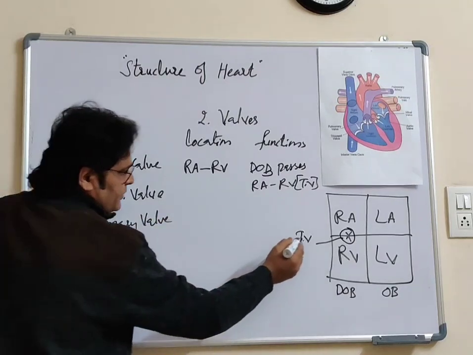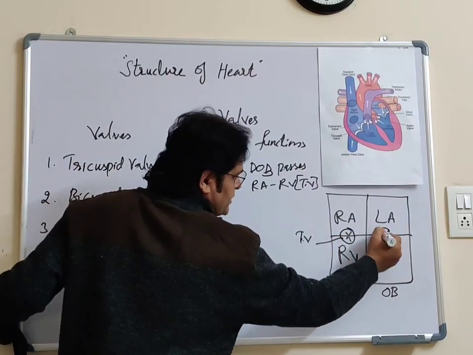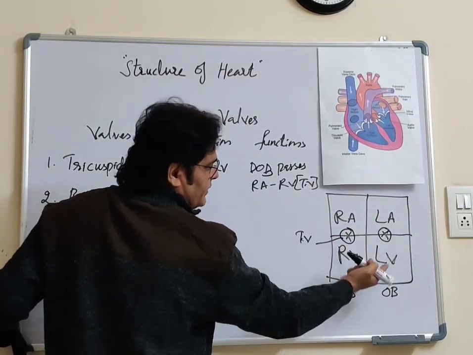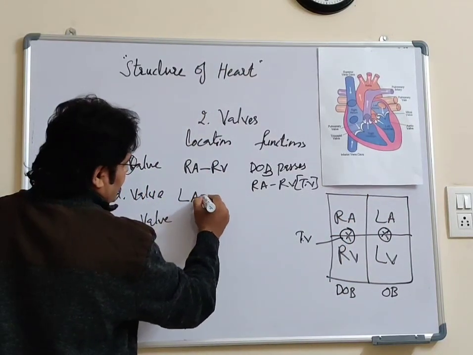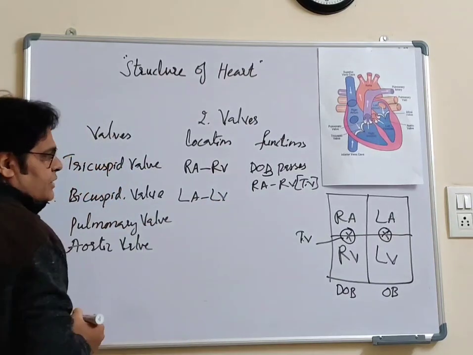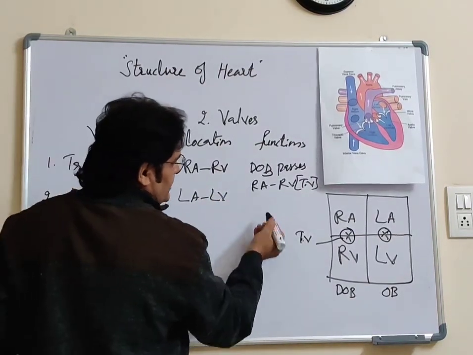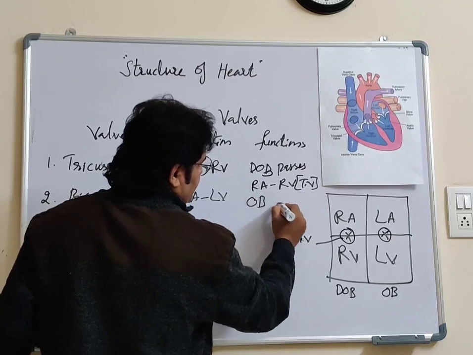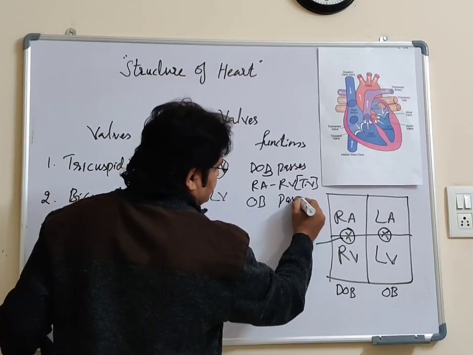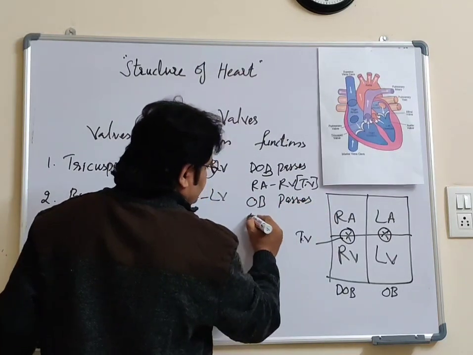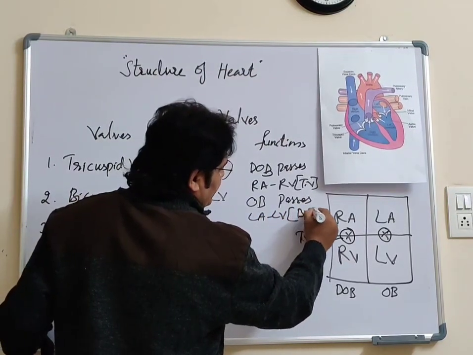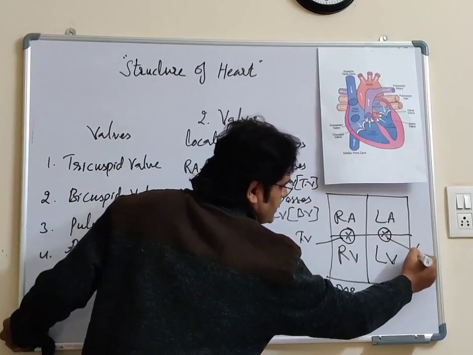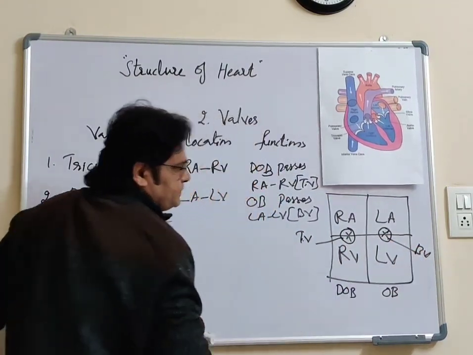Clear? Next one, the bicuspid valve. See the location of the bicuspid valve, opposite to it here. It is present in between the left auricle and left ventricle. Clear? So write the location here: in between the left auricle and left ventricle. The function is that it passes the oxygenated blood from the left auricle to the left ventricle through the bicuspid valve.